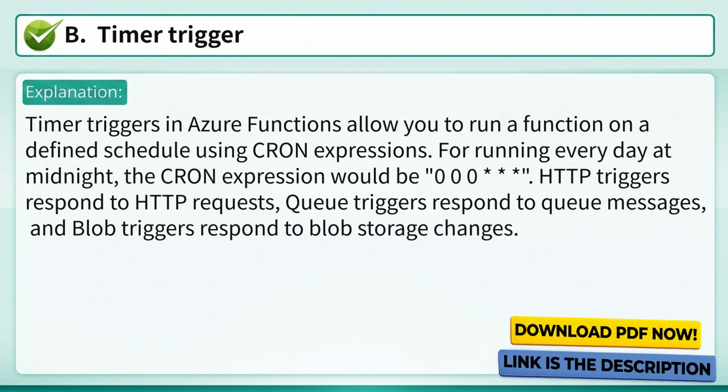Explanation. Timer triggers in Azure Functions allow you to run a function on a defined schedule using cron expressions. For running every day at midnight, the cron expression would be 0 0 0 * * *. HTTP triggers respond to HTTP requests. Queue triggers respond to queue messages, and blob triggers respond to blob storage changes.